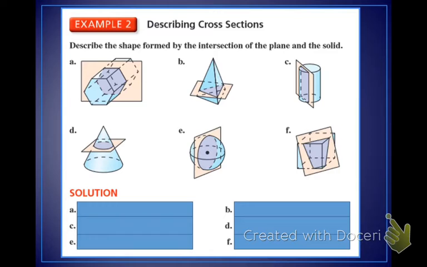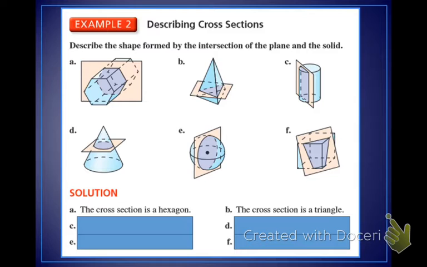Letter A. You're looking at the shape formed by the intersection of the solid and the plane. This piece of paper is a plane. So what is the shaded region? What shape is that? Hexagon. That's all you tell me. That's all it is. Letter B. Triangle. Again, you're just looking at the shaded region. Letter C is hard to see. If you were to turn the cylinder, it is a what? Rectangle. If you were to turn the cylinder this way, you would have a rectangle.